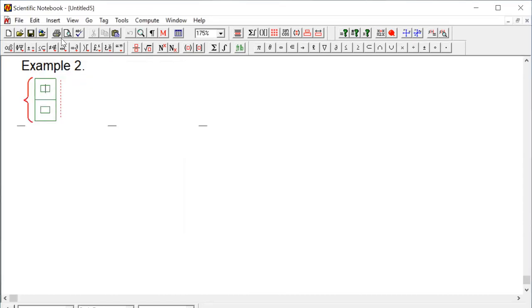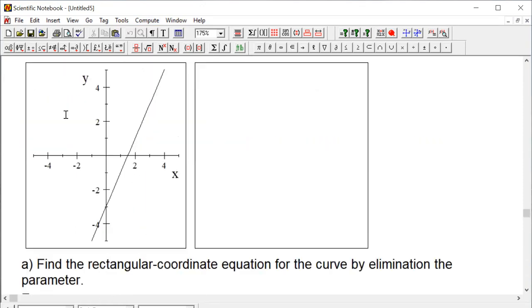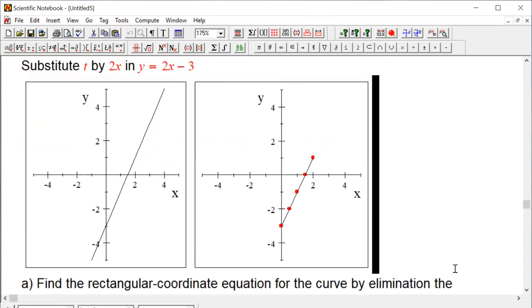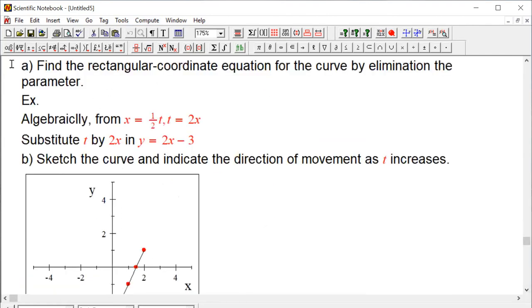X equals e to the power t, and y equals e to the power of 2t, 2 times t. And of course, t is time, from one moment to the next moment. First, we're going to answer the first question. The first question is that we want to find a rectangular equation.